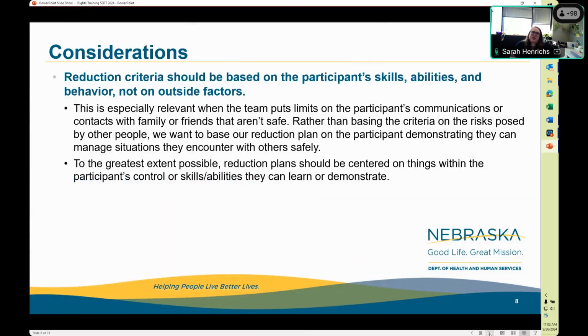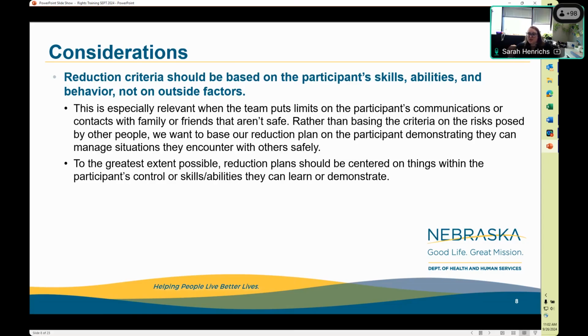So this consideration: reduction criteria should be based on the participant's skills, abilities, and behavior, not outside factors. We see this sometimes with relationship restrictions, especially if the person has a family member who was maybe abusive to them. And so their guardian says, we don't want them having contact with this family member anymore. And that's a restriction. Sometimes we'll see the reduction plan being when this relative is no longer acting like a crazy person, then we'll consider reduction.